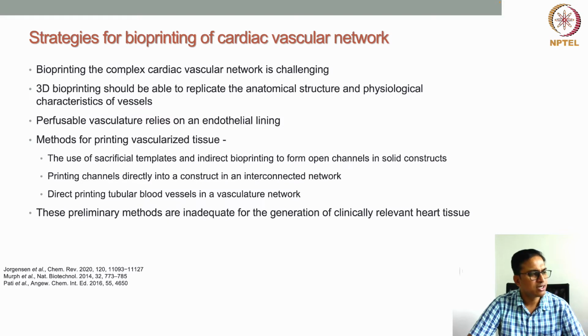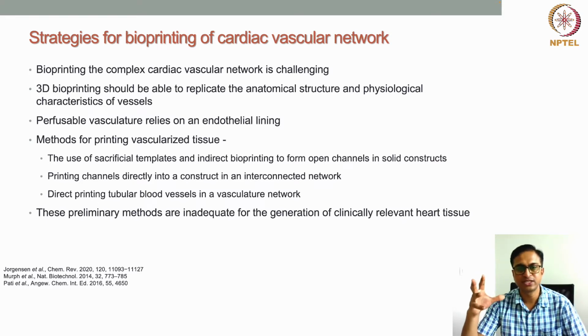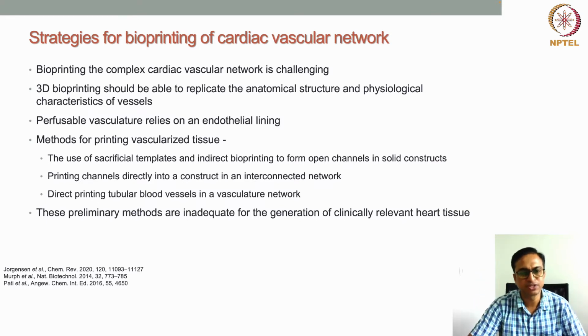We have already discussed vascular tissue printing, where we covered various strategies. But in the cardiac muscle, the vascular network is highly complex, and it supplies blood, nutrients, and oxygen to the cardiac muscle, because the cardiac muscle is highly, metabolically active. It needs a lot of oxygen because it is under contraction and relaxation all the time. So this is a very complex vascular network, and to bioprint that is really challenging.